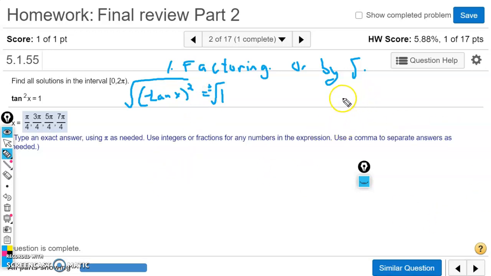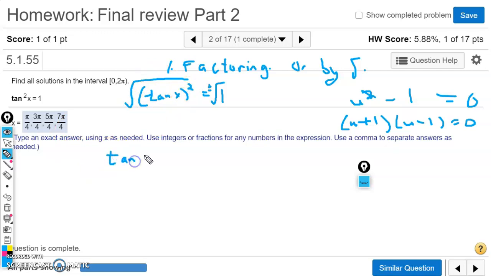Now, alternatively, you could solve it by factoring. You just move over the 1 and it becomes something like u squared minus 1, where u is equal to tangent of x. And then this is just the difference of two squares. You have u plus 1 and then u minus 1. And you set each factor equal to 0 to solve. Okay, so anyways, the square root of tangent of x squared is just equal to tangent of x, and that's equal to plus or minus 1.